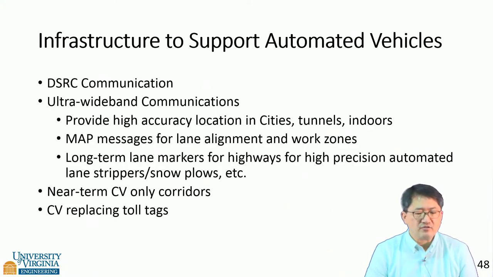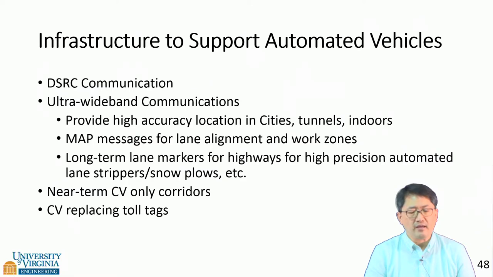A lot of infrastructure to support automated vehicles. Obviously, DSRC is good. Ultra-wideband is doing a lot better on accuracy, as I mentioned, in tunnels and even indoors. And a lot of map messages for lane alignment and work zones. One of the challenges about work zones is that they're changing so rapidly.